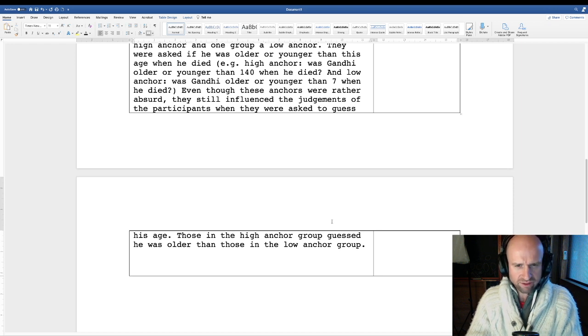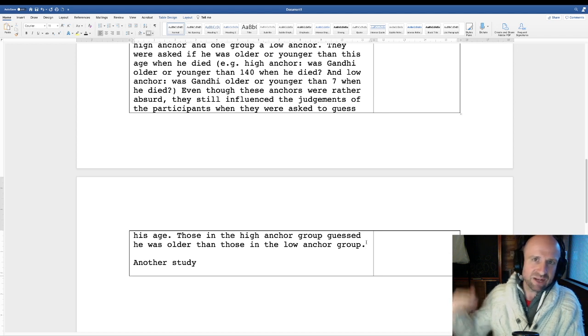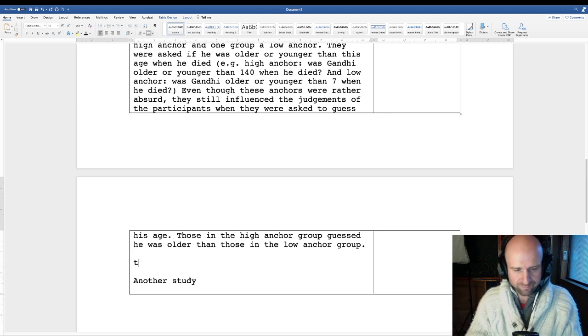Okay, those in the high group. Now here's what I don't want to do. Most students will finish here and go into the next point they're going to make. They finish with the results and then they just go on to another study. But before I move on to that next point, I need to explain this. I need to link it back to the dual processing model.